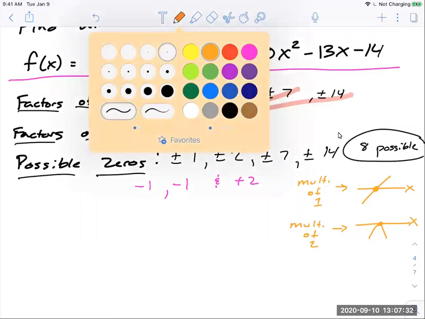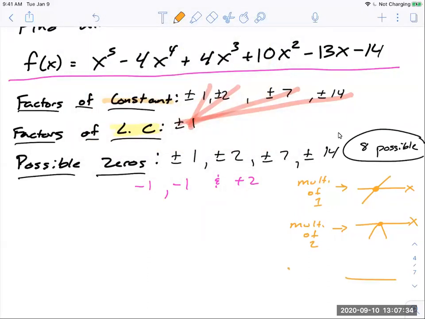One last piece I want to show you is there's a third one. If it's a multiplicity of 3, it's going to hit, and when it hits, it's going to do a little curve. So: through, bounce, curve.